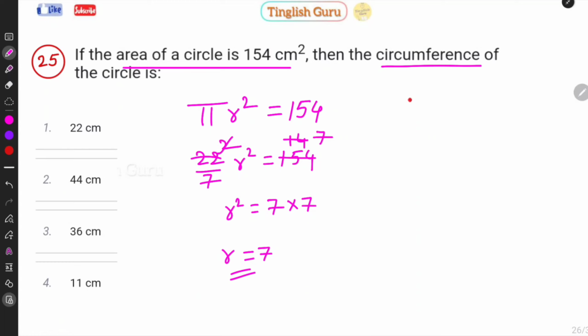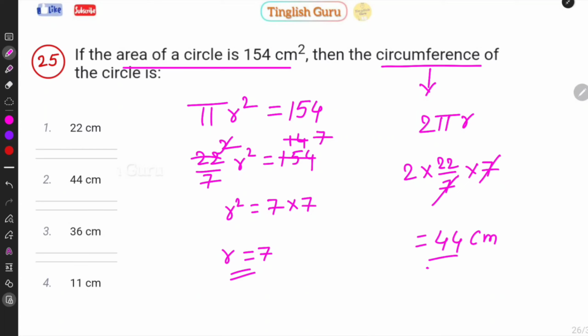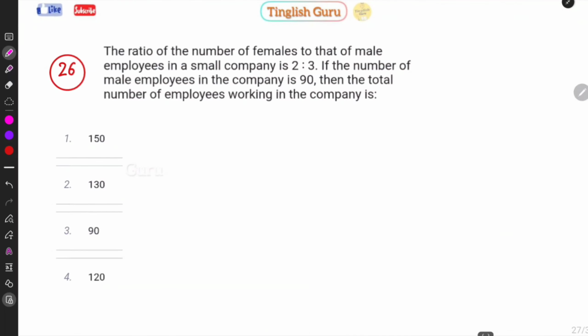But we have to find circumference. Circumference means 2 pi r, that is 2 into 22 by 7 into, what is the value of r? 7. 7 and 7 cancel, we will get 44 centimeters. 22 2s, 44 centimeters.